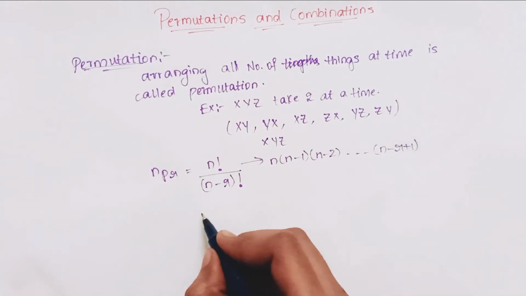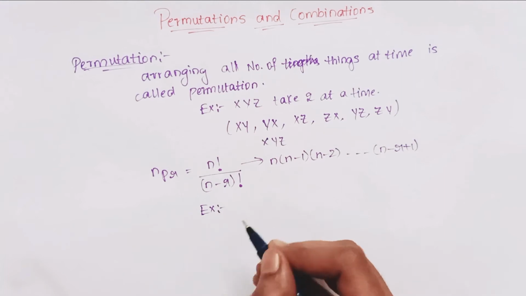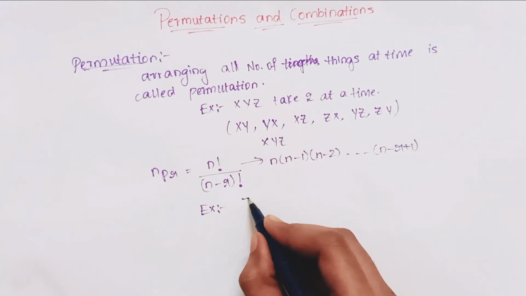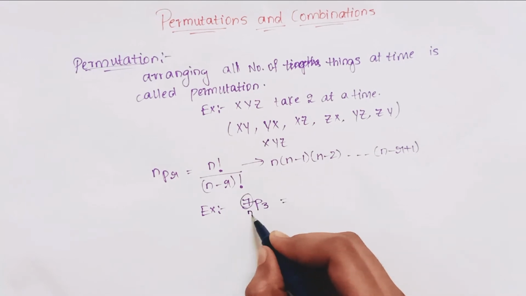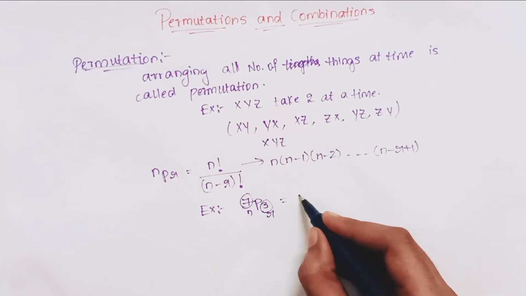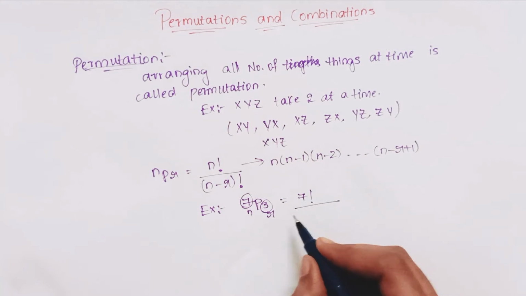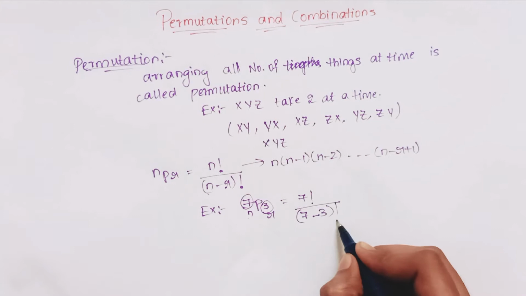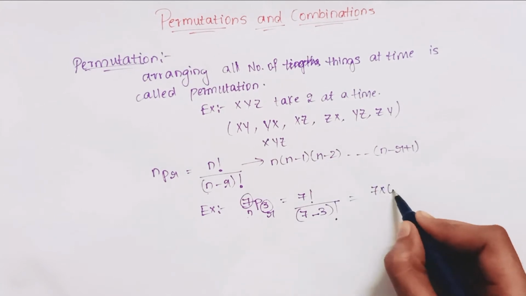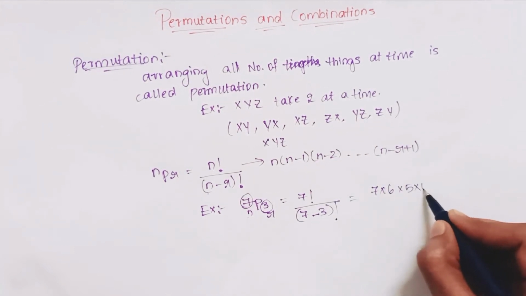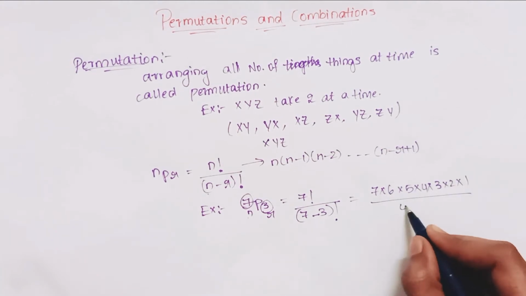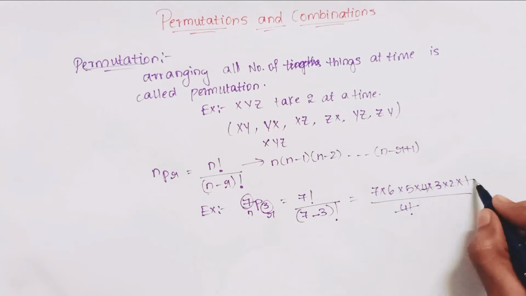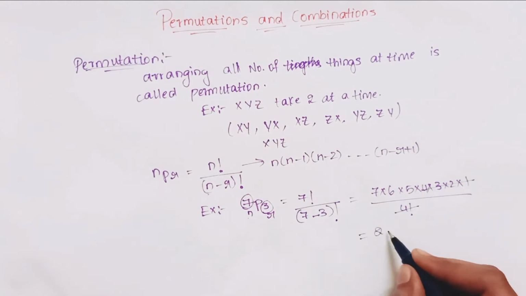So for this I'll give you one example. If they ask us to find 7P3, here this is n and this is r. n is 7, factorial by n minus r, means 7 minus 3, factorial. 7 into 6 into 5 into 4 into 3 into 2 into 1 by 4 factorial. We can cancel this, and if you multiply, we'll get 210.